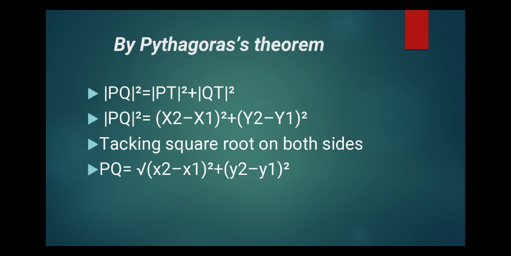By the Pythagoras theorem, PQ squared is equal to PT squared plus QT squared. As we know, PT squared is equal to (x2 minus x1) squared, plus QT squared, which is equal to (y2 minus y1) squared. Taking the square root on both sides, PQ is equal to the square root of (x2 minus x1) squared plus (y2 minus y1) squared.